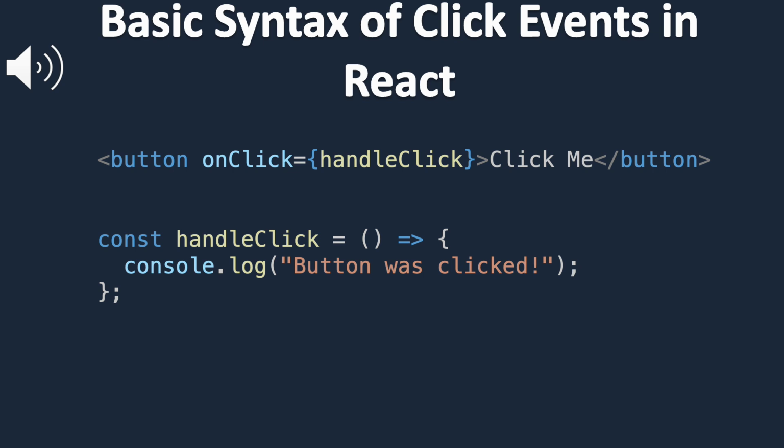You define your handleClick function and then attach it to your button with onClick equals handleClick. The cool thing? No quotes, no strings, no inline JavaScript mess. You're passing a real function reference here. And once the button is clicked, React fires that function, and boom. Button was clicked shows up in your console.